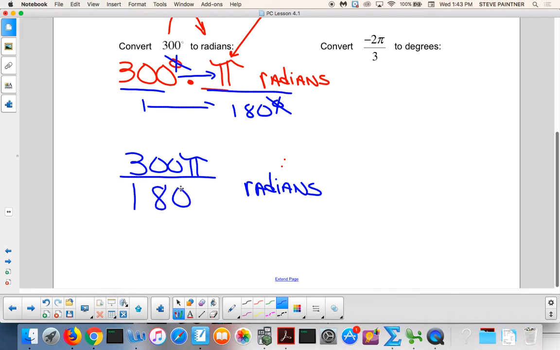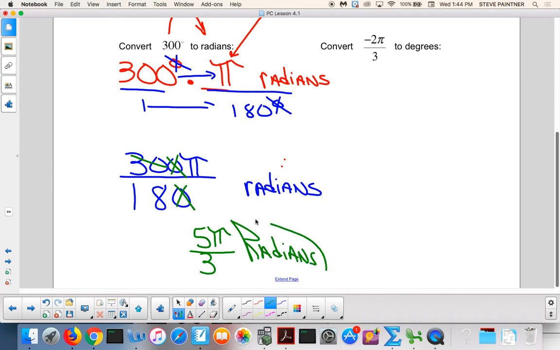180. Okay, you know you're going to reduce it. What goes into both? 6? Yeah. Okay. When two numbers end in a 0, what do you think? 10? 10 goes in here 30 times. 10 goes in here 18 times. Now say it. Now what goes in both? 6. 6 goes in here 5. 6 goes in here 3. The answer is what? 5/3 pi radians, right? Good? There you go.